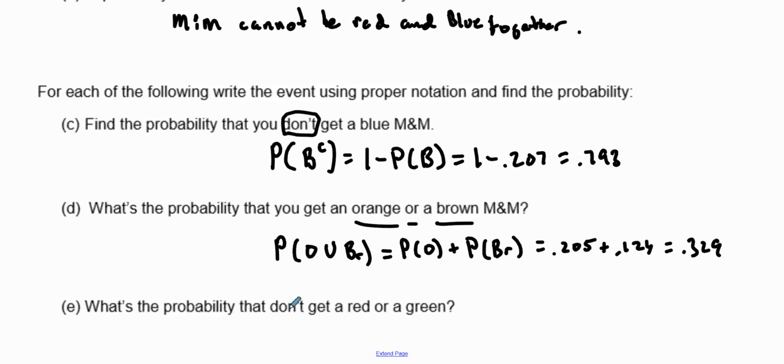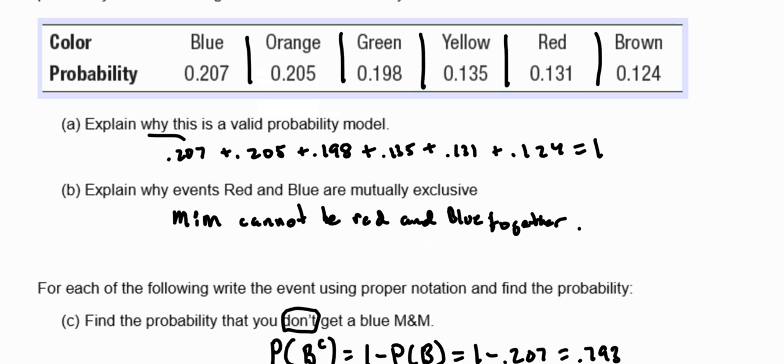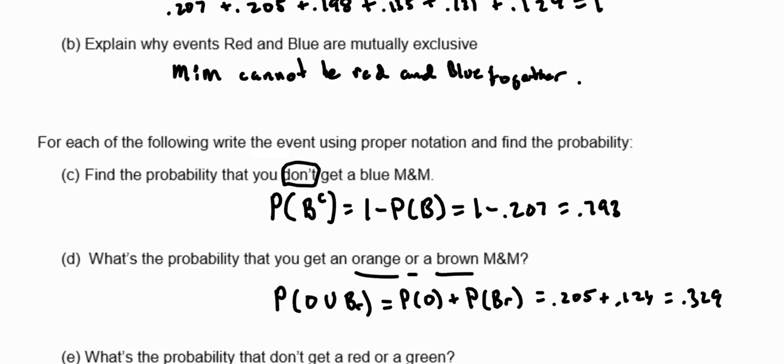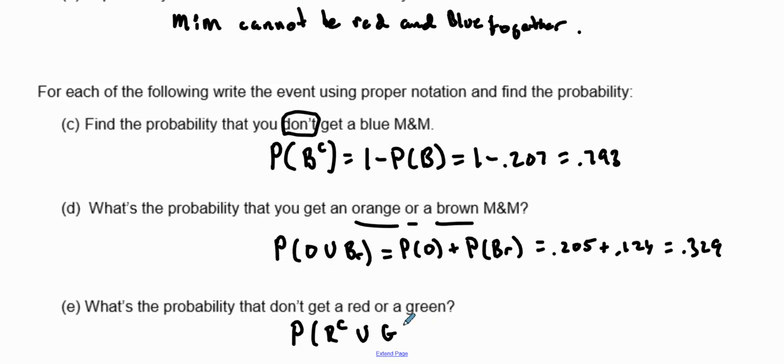Okay. And then finally, what's the probability that we don't get a red or a green? So essentially, we're getting the probability where we won't get a red, and I'll call that R, or a green. I'll call that G. And I don't think there's any other G's in there. Nope. So we have G, and we don't get that. And so essentially, we're taking the complement of those two.